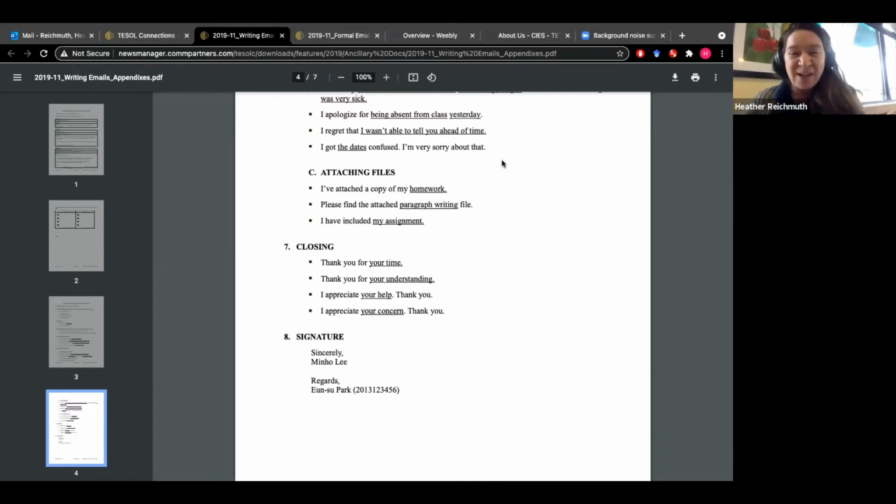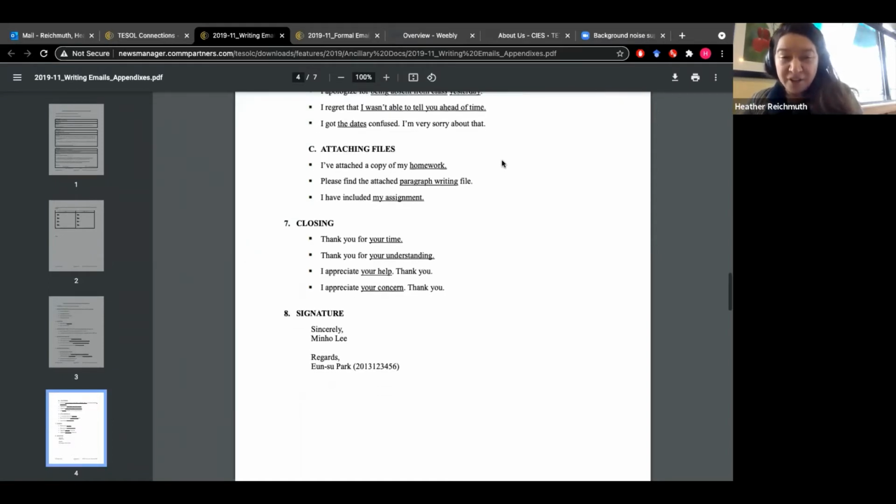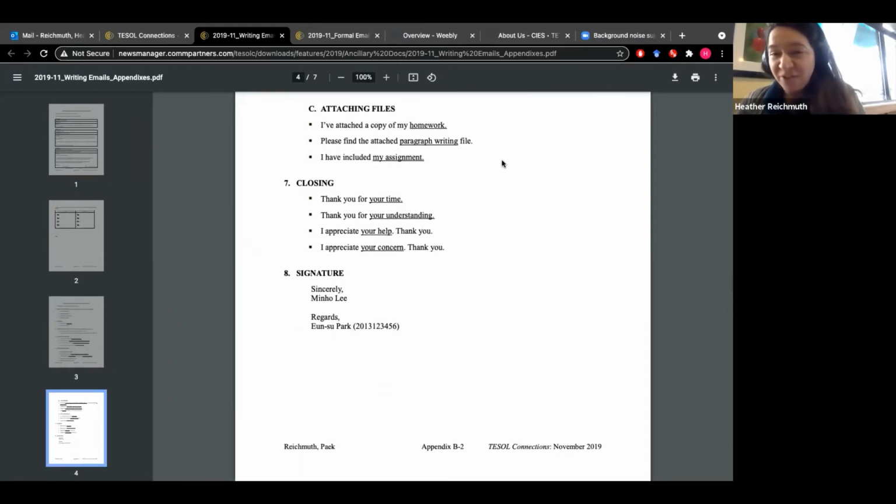So, I've attached a copy of my homework. Please find the attached paragraph writing file. I've included my assignment. And then a closing. Thank you for your time. Thank you for your understanding. I appreciate your help. Thank you. I appreciate your concern. Thank you. So some kind of thank you at the end to wrap it up. And then their signature, Sincerely or Regards. And then their full name.